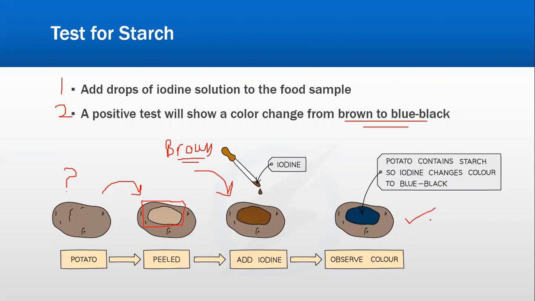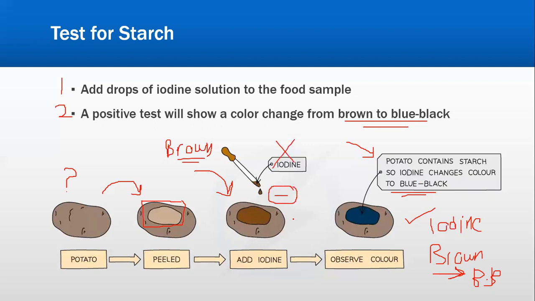If the iodine is present, अगर आपके पास starch present है, the iodine would turn from brown to blue-black. उसका कलर क्या हो जाएगा? Blue black. If the potato contains starch, iodine changes color to blue black. If the starch is not present, this would be a negative result. अगर starch नहीं present, it will remain brown. The brown colored iodine would stay brown.